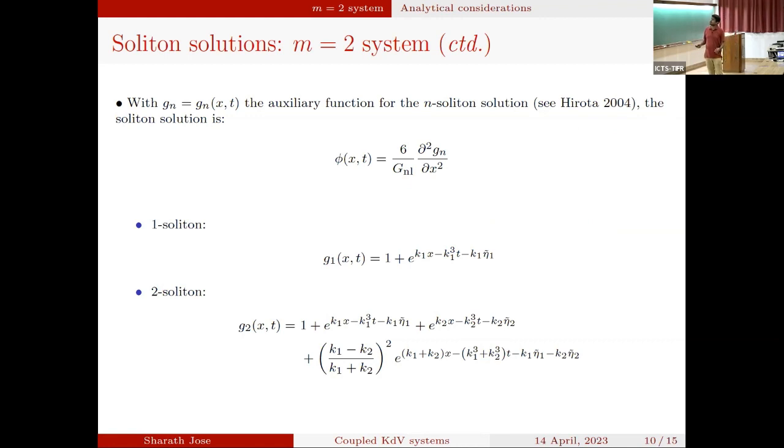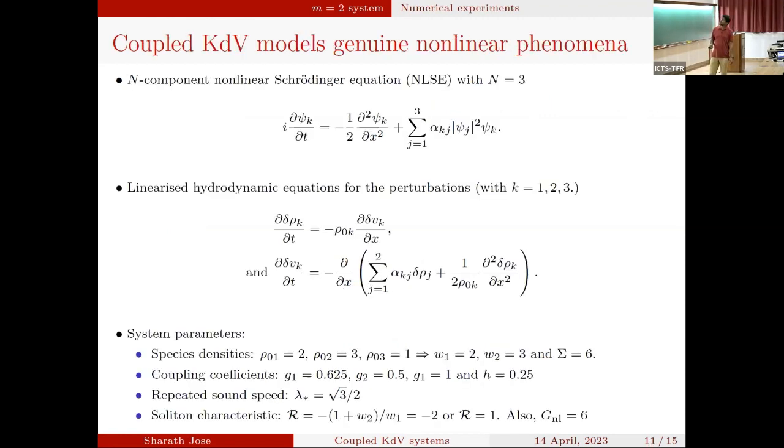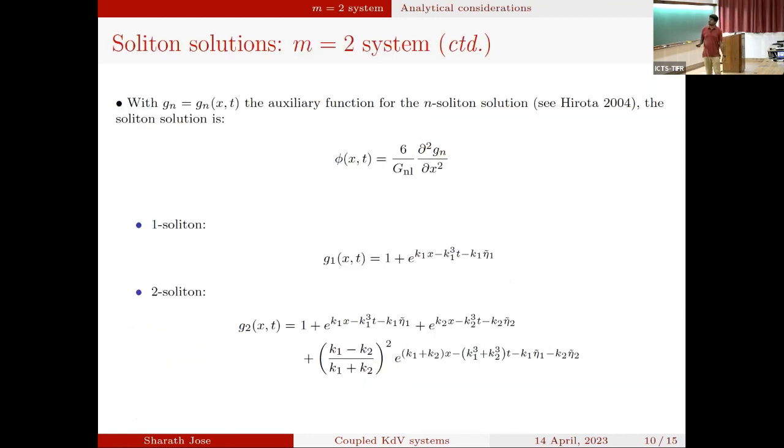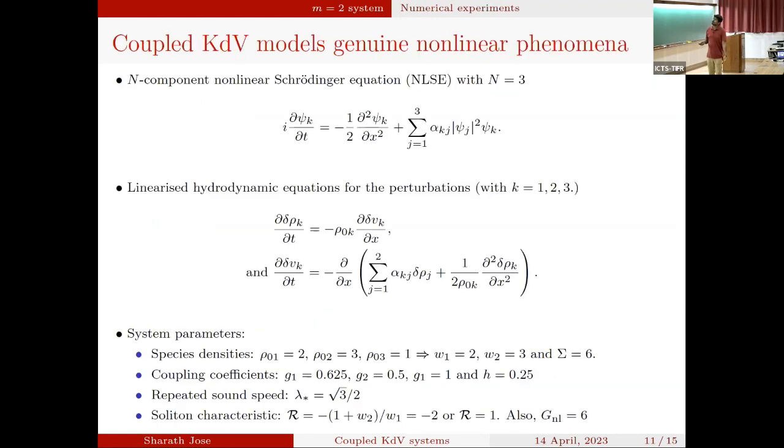We use something known as the direct method. By defining an auxiliary function, you can define multiple soliton solutions. In this slide, I'm just showing you expressions for a couple of them, the one soliton and the two soliton. When I'm talking about a one soliton, that means the solitary wave has a single peak, and a two soliton likewise has two peaks. Okay, this is as far as we can get analytically. Now we have to turn to numerics.